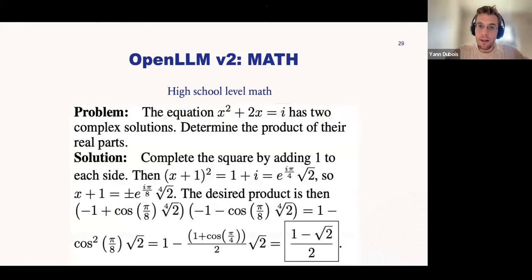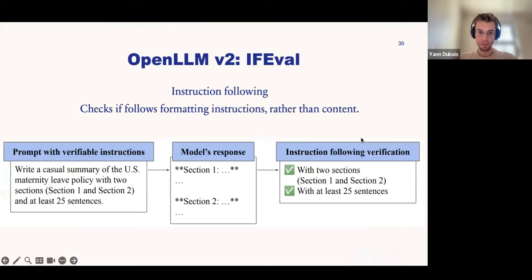Okay, another one is the MATH data set. This is high school level math. Just to give you one example, the problem is: the equation x squared plus 2x equals i has 2 complex solutions; determine the product of their real parts. In the solution, the only thing that matters is what is in the box. So they simply compare the solution in the box from the real human solution with the LLM-generated solution in the box. So this is high school level math.